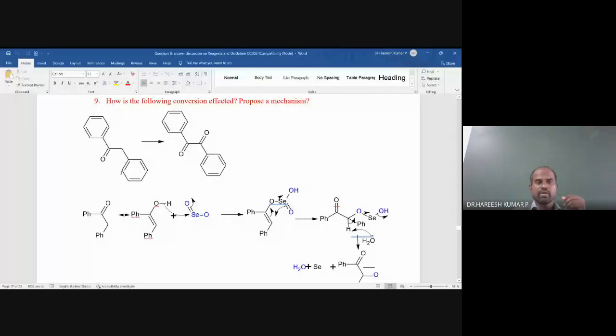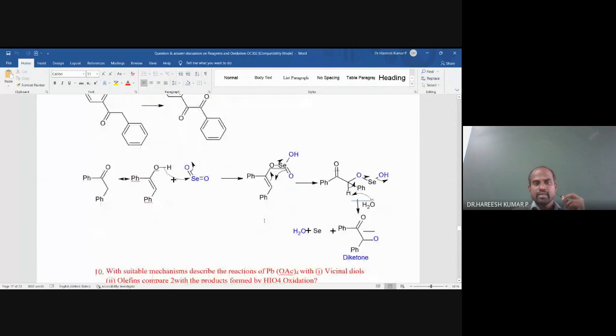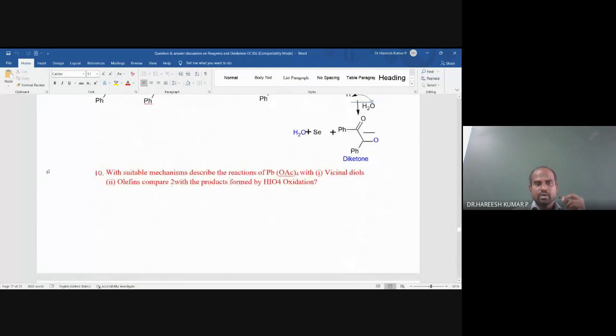Conversion of benzyl phenyl ketone into benzil. The name of this compound is benzil. This is again a useful reaction because benzil can be converted into benzilic acid. So then I will go to the next question.